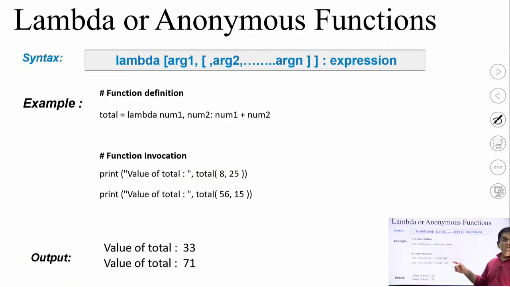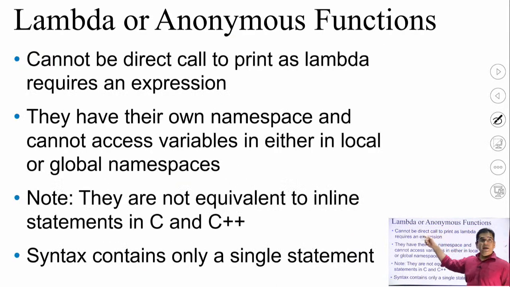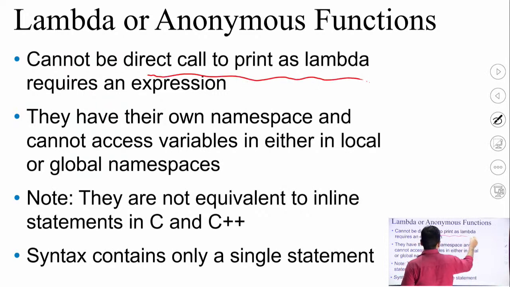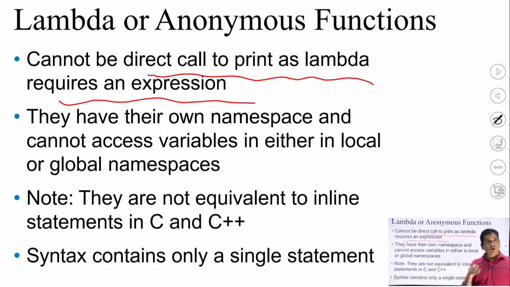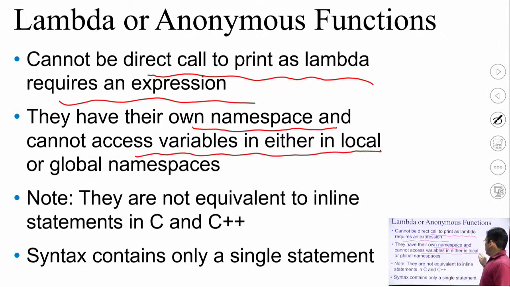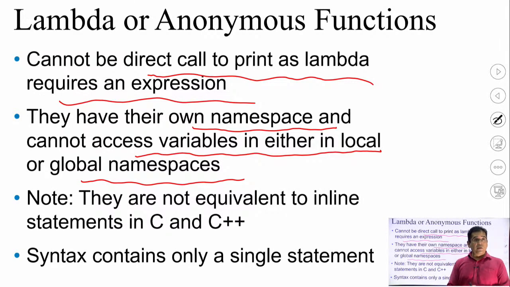Now first I'll explain a few theoretical parts, then we'll come to its programming example. So it cannot be a direct call to print as lambda requires an expression. You cannot directly make a call to print a lambda value or lambda expression. They have their own namespace and cannot access variables in either the local or global namespace. Every function has its own space. The variables which are defined inside the function have a local namespace.